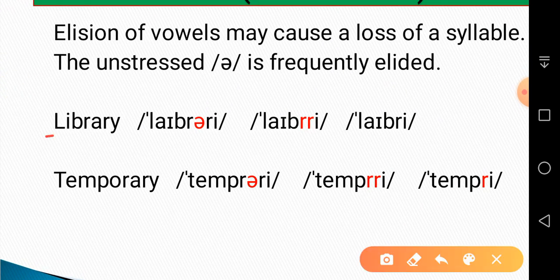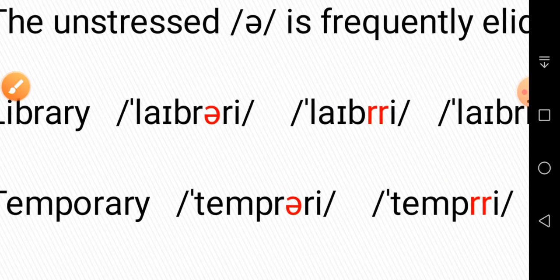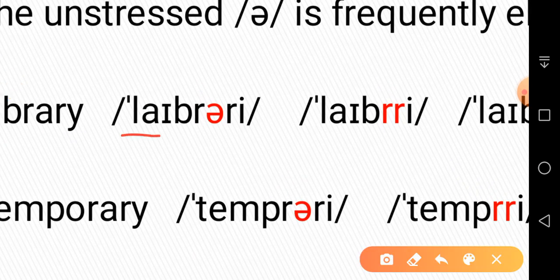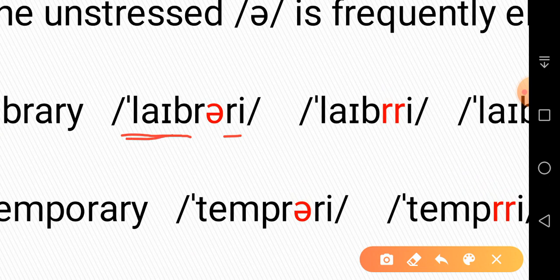So see the spelling, library. Now the pronunciation, let me maximize it for you. Library, there are three syllables. Okay, let me say it once again, library. Now I'm going to drop this one and see what happens.